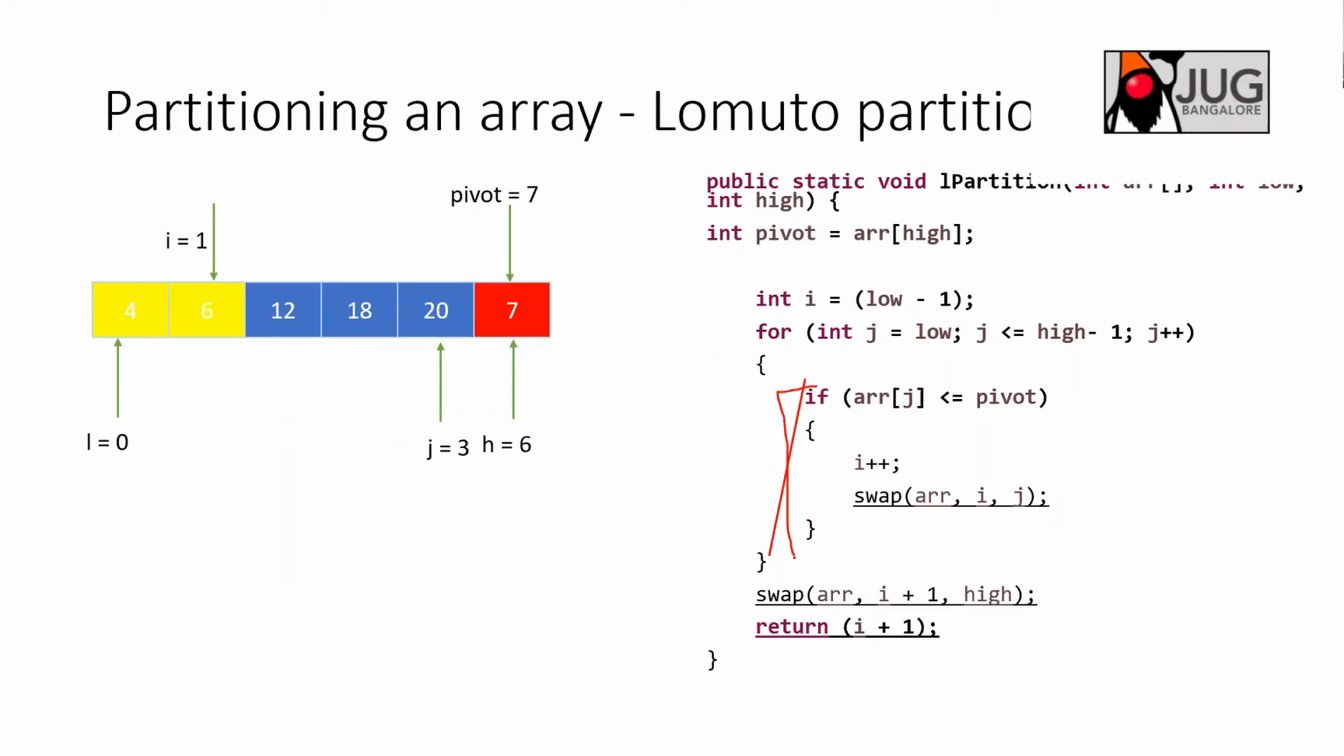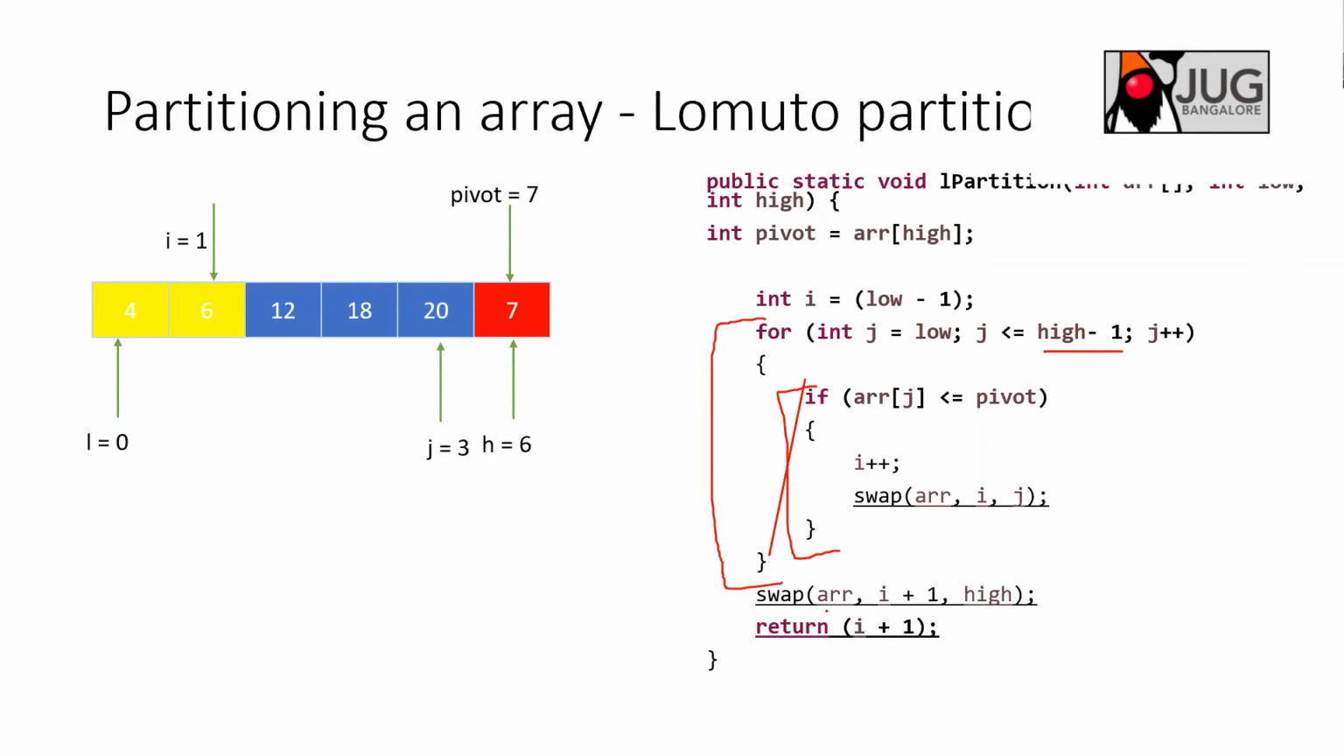Sorry, you will not get into the loop. So now you again compare array of j with the pivot. It is still not less. So what you do? You have already ended this loop, all right? Because you already ended the high minus 1th element, which is this element.